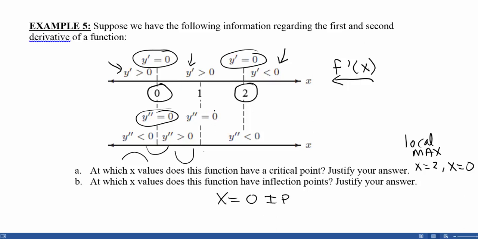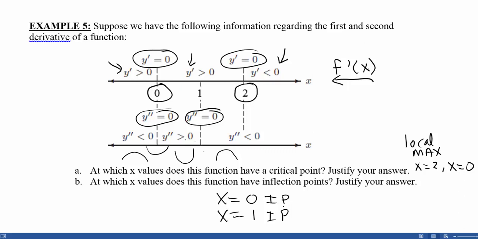And then the other point that I have to consider is what's happening at 1. So that's another place where the second derivative equaled 0. To the left of 1, we're positive, so we're concave up. And then to the right of 1, we're going to be negative, so we're concave down. So again, we change signs around x equals 1. So x equals 1 is also an inflection point. So we found here that we have 2 inflection points, one at x equals 0 and one at x equals 1.